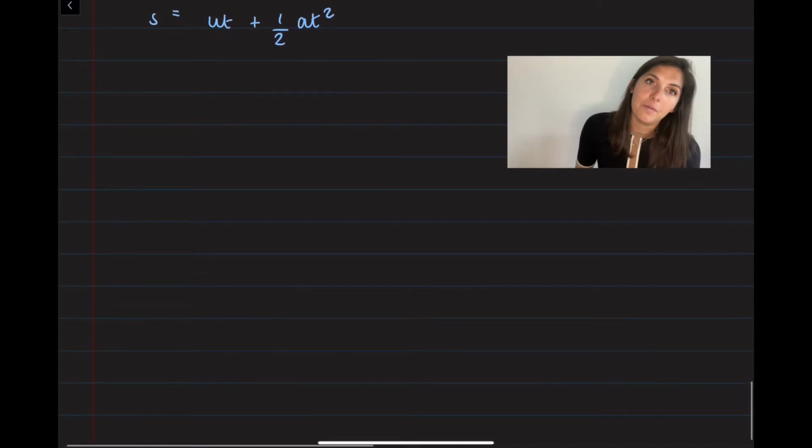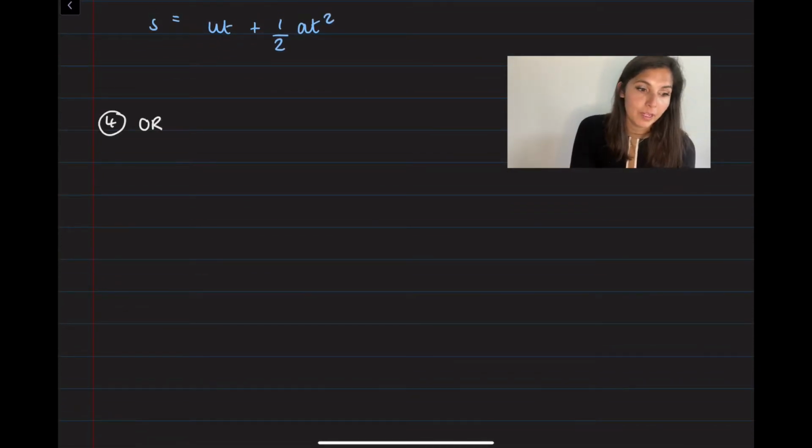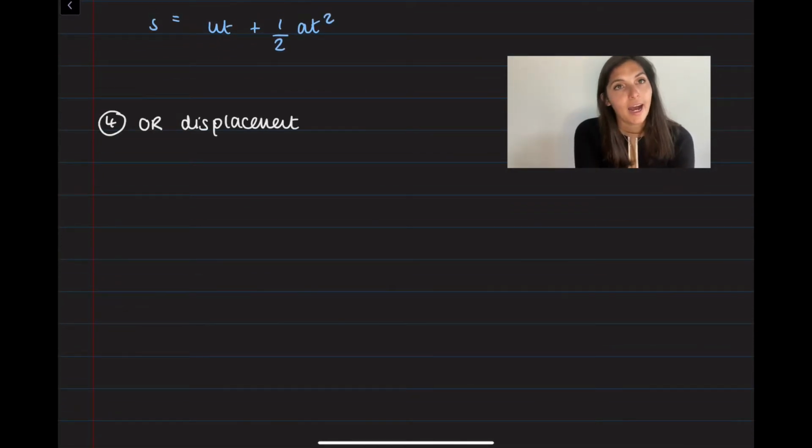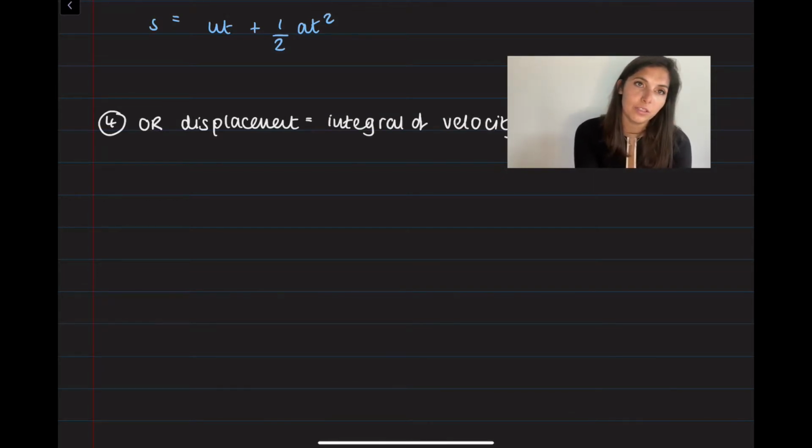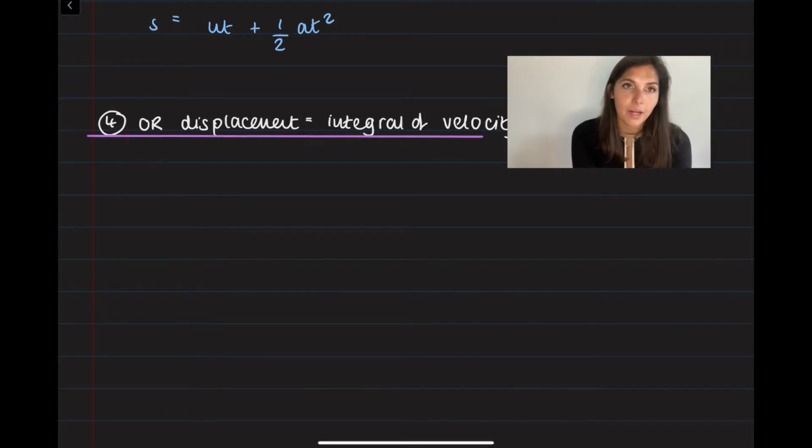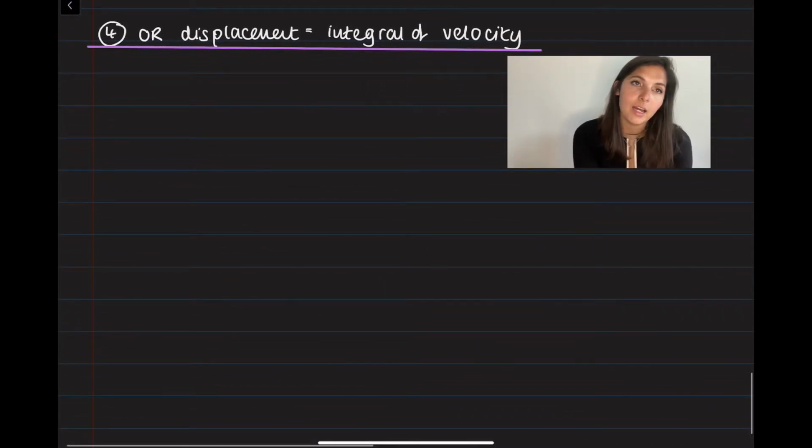The other way we could come up with that particular formula is by looking at the integral of velocity. We know that displacement is the integral of velocity. So I can apply that, and then I know that at the initial time the displacement will be 0. So my constant of integration will be 0.